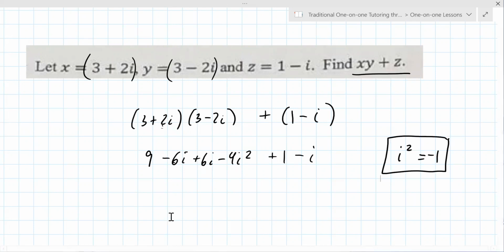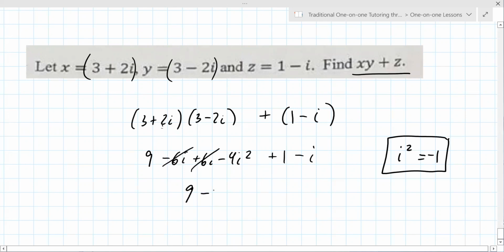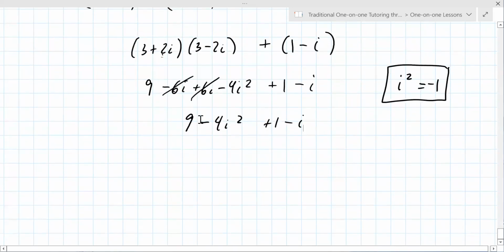I've seen students try to combine these things. They don't combine. The i squared is different. Minus 6i plus 6i, they do cancel. So you're down to 9 minus 4i squared plus 1 minus i. Eventually, you got to plug in that i squared is minus 1. You are essentially just changing the sign of it, but I would write it as minus 4 times minus 1 and then get it down to 9 plus 4. And then from here, just combining like terms, 13 and 1 is 14, 14 minus i, and that is your final answer.